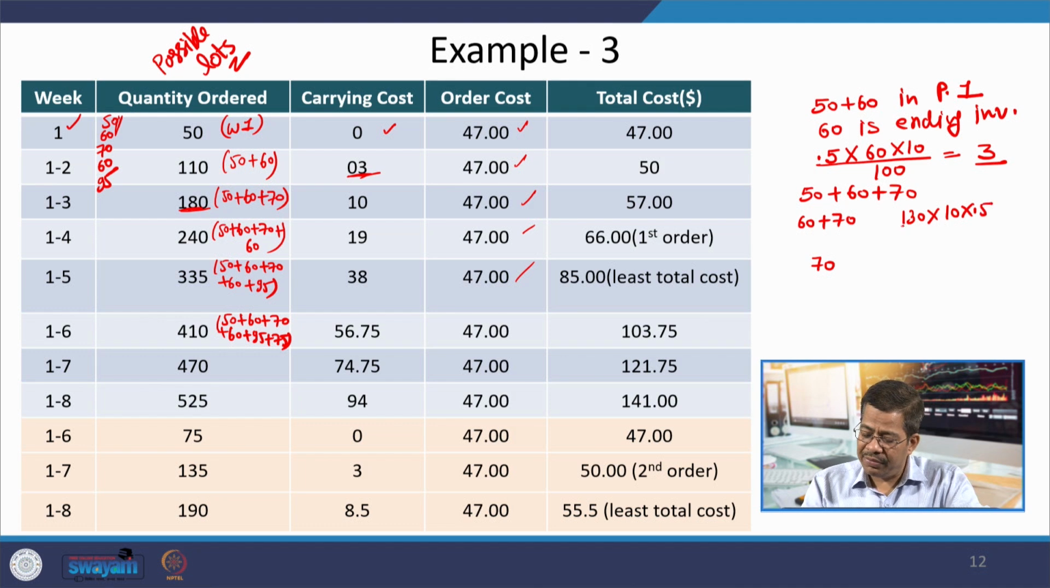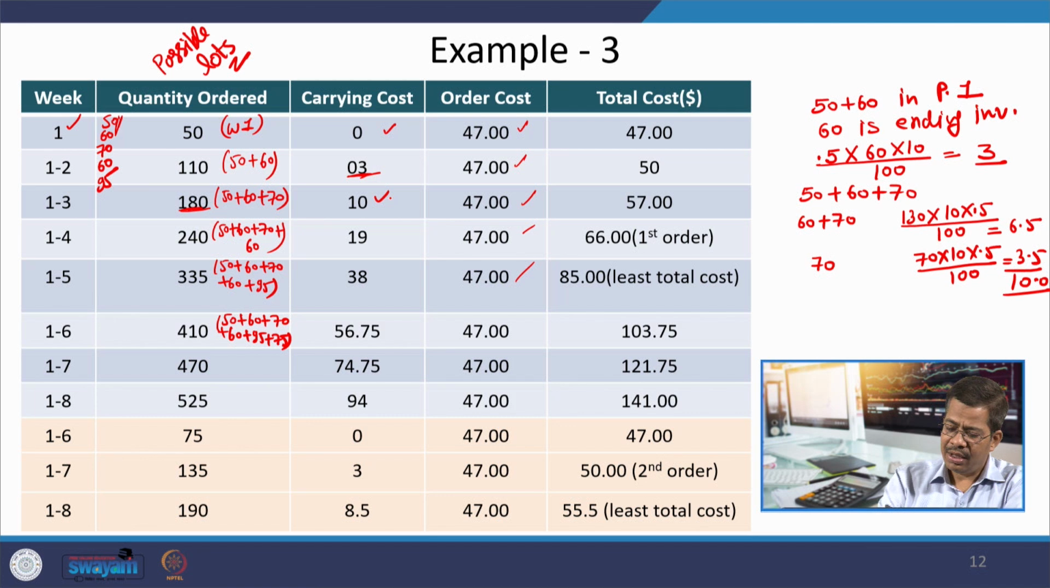into 0.5 by 100, that is 6.5, and 70 into 10 into 0.5 by 100, 3.5. So, total holding cost becomes 10, that is here, and in this order you are keeping the holding cost for all these possibilities from 1 to 8, and then you are keeping the ordering cost also.